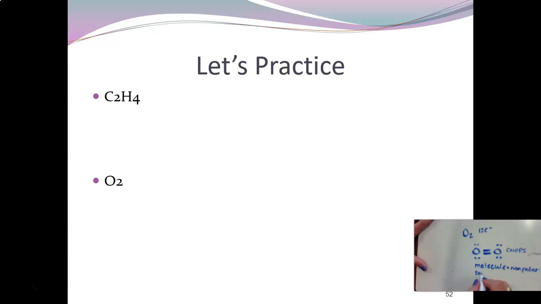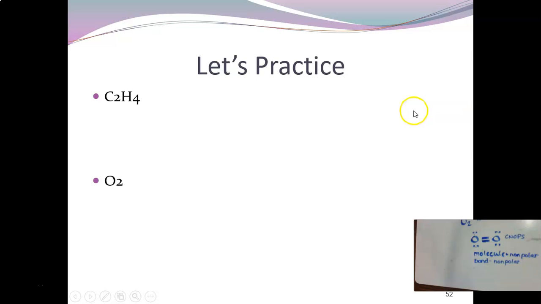Bond polarity. You're going to subtract the oxygen's electronegativities. The difference is going to be 0. So the bond is going to be nonpolar also. A lot of things you can tell from our little structure there. A couple more.